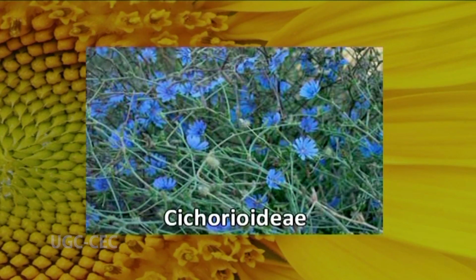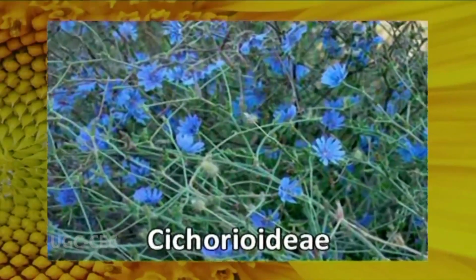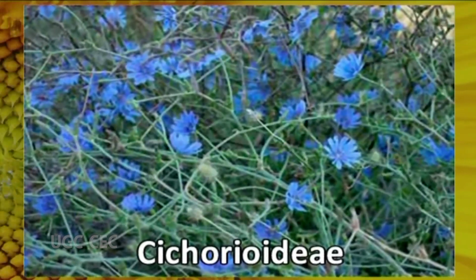Number two subfamily is Cichorioideae. This subfamily is characterized by sessile branches with the inner surface stigmatic. Heads here are discoid, and here we have the presence of resin ducts and laticifers.